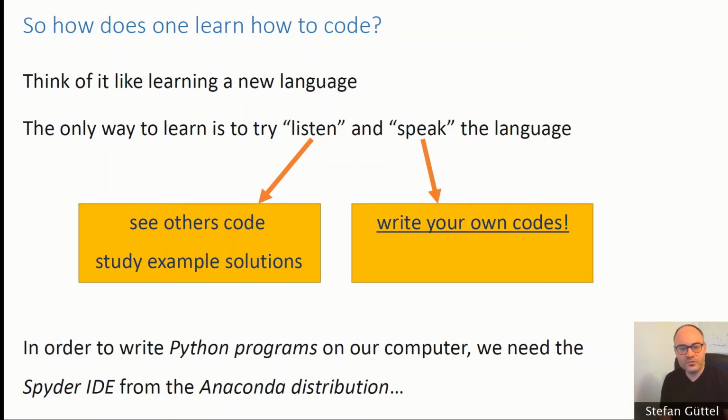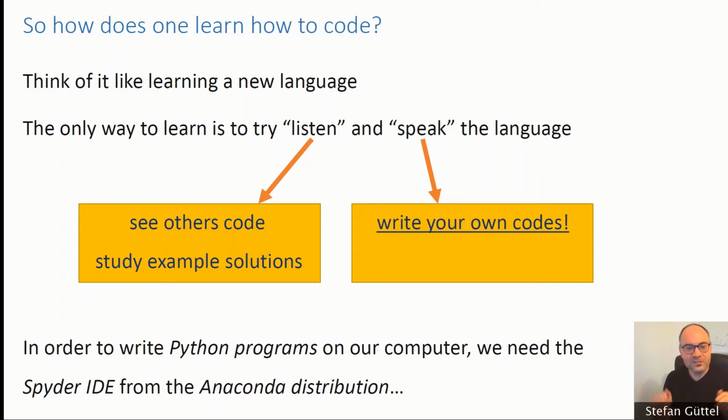This brings us to the question of how do we actually learn coding? You can think of programming a little bit like learning a new language, okay? And the only way to learn a language is to try, listen, and speak that language. Now we will cover both of these, listening and speaking, in this course.